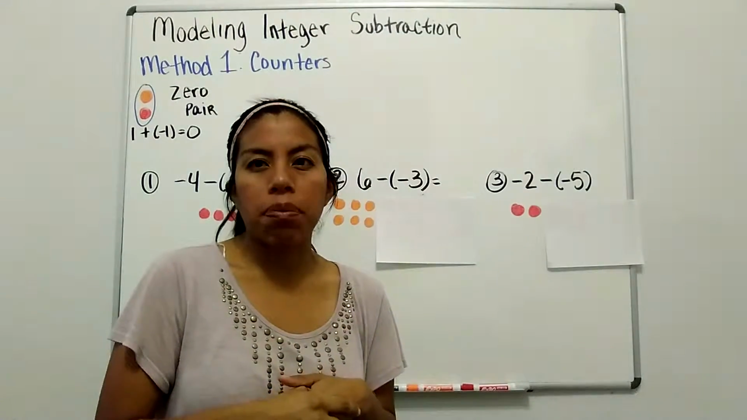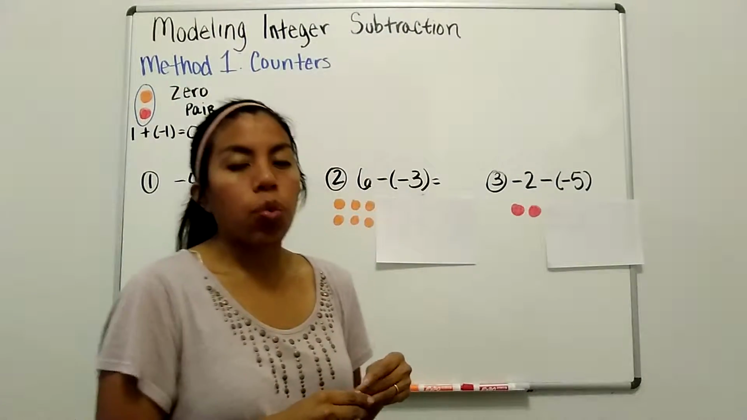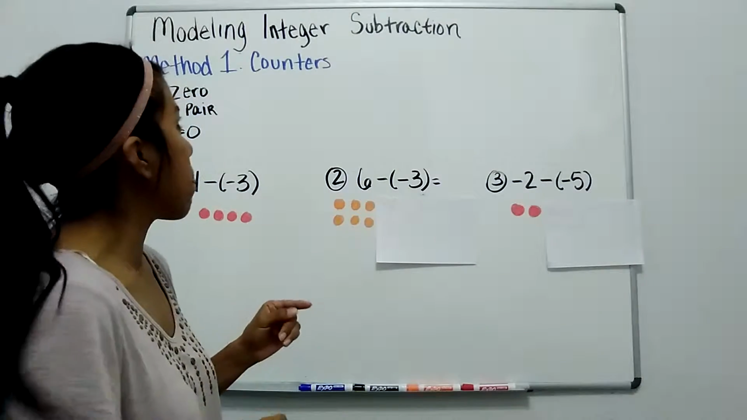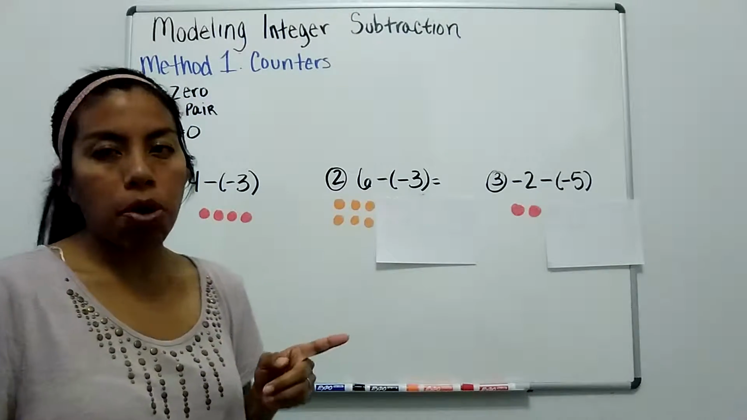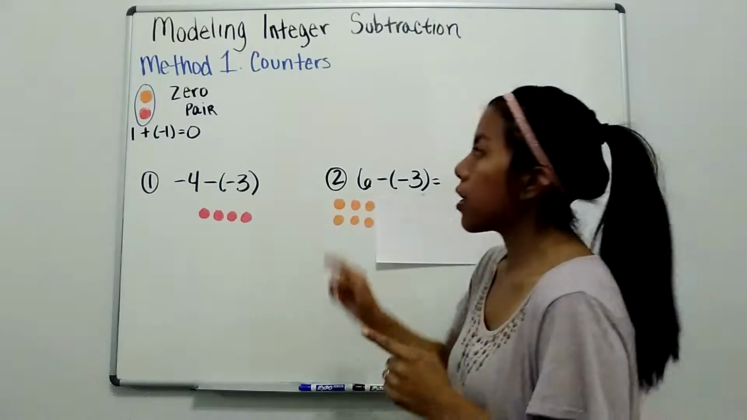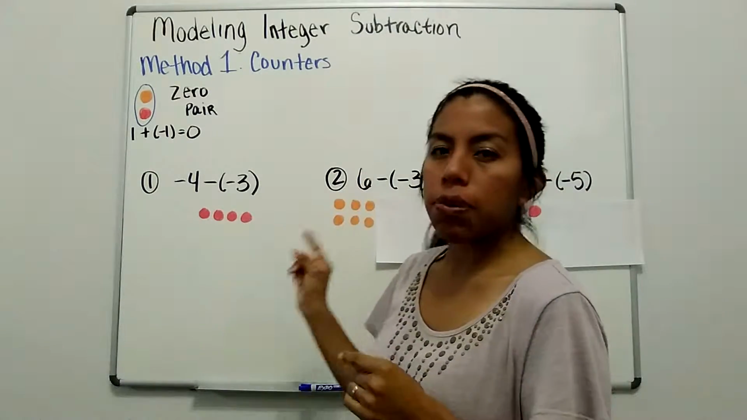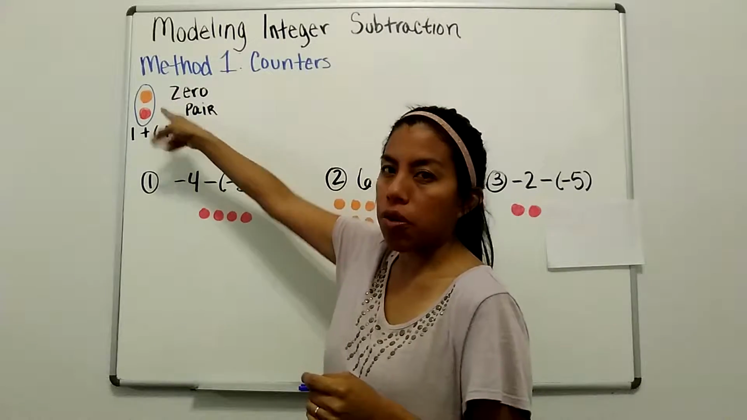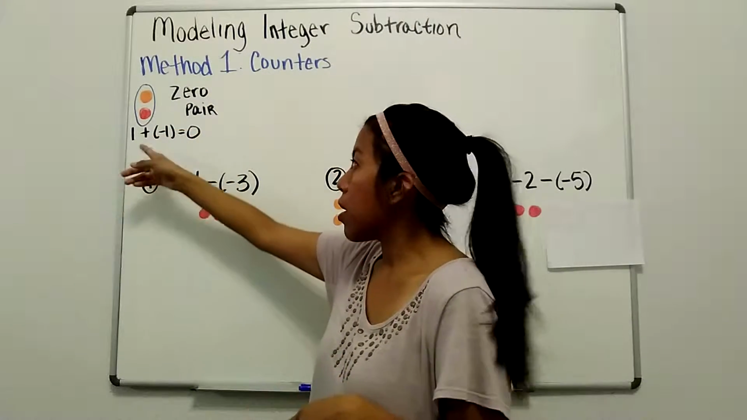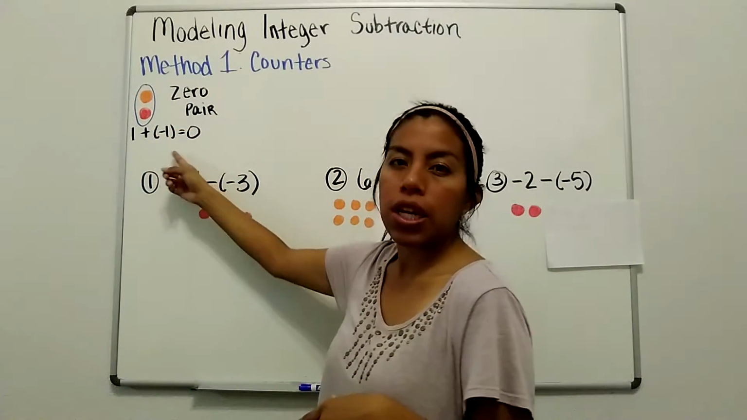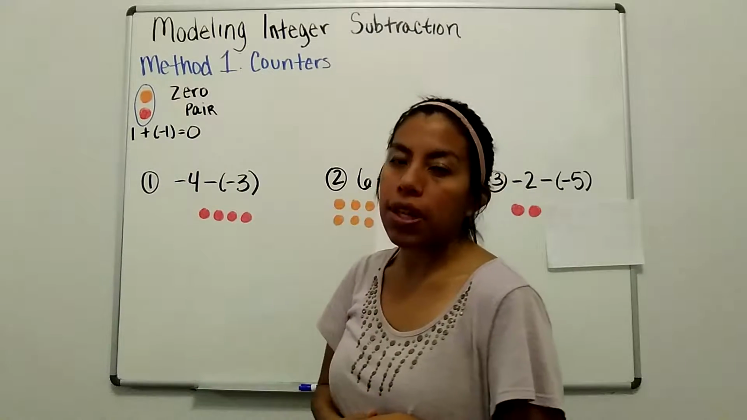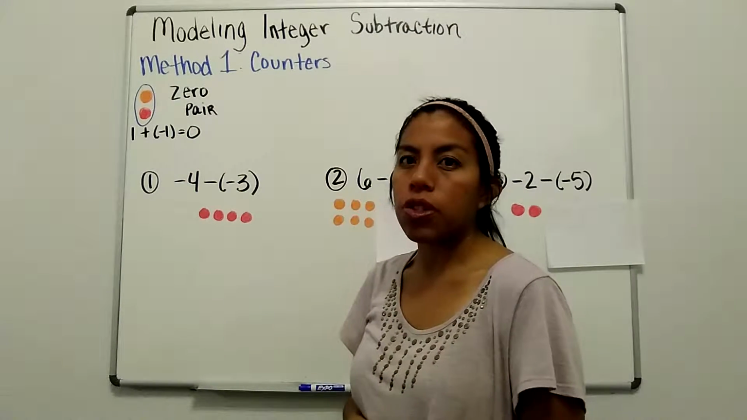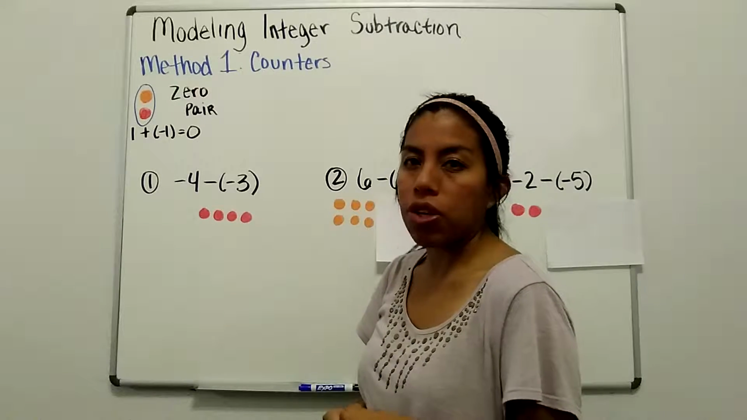So today I'm going to be teaching modeling integer subtraction with counters first this time. What you need to remember about this one is the zero pair. We talked about this a little bit yesterday, about how one positive counter and one negative counter basically cancel each other out, and it's 1 plus negative 1 equals 0. That's a zero pair. That's going to be essential when you're using counters to model subtraction of integers.